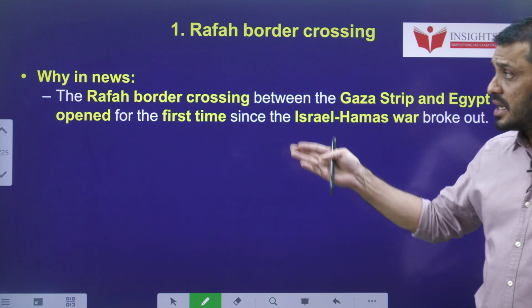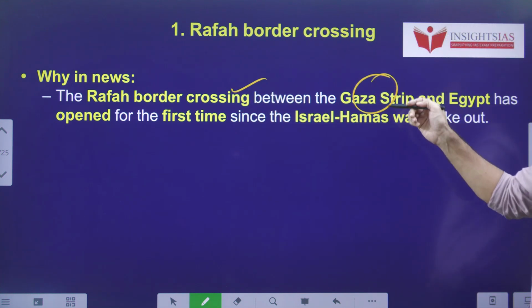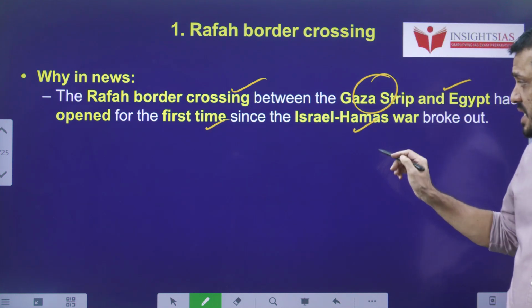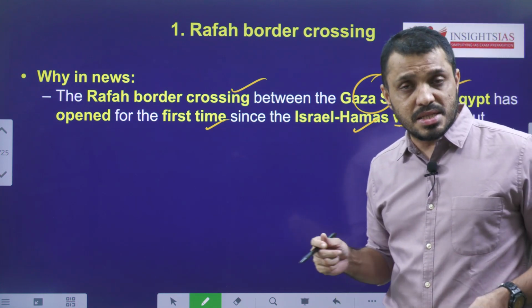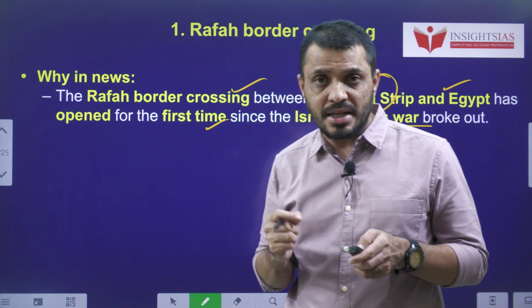Now let us see Rafah border. Rafah border crossing is a crossing between the Gaza Strip and Egypt. It is opened for the first time since the Israel-Hamas war broke out. Since this war, for the first time, this border was open. It is mainly for humanitarian purposes.